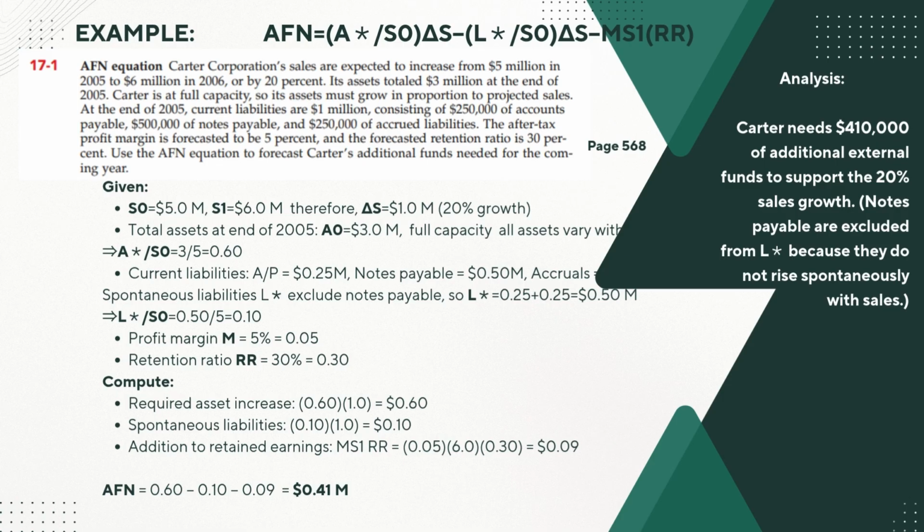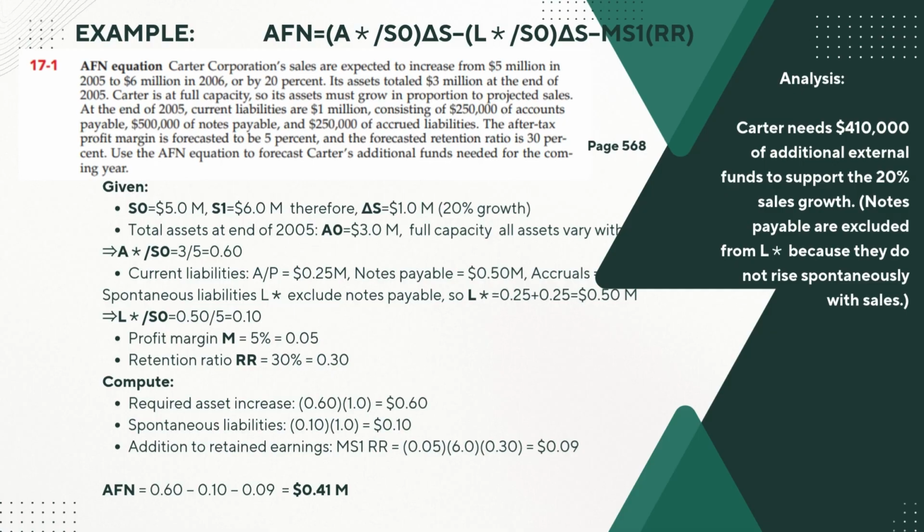To read the problem, Carter's Corporation sales are expected to increase from $5 million in 2005 to $6 million in 2006, or by 20%. Its assets totaled $3 million at the end of 2005. Carter is at full capacity, so its assets must grow in proportion to projected sales.